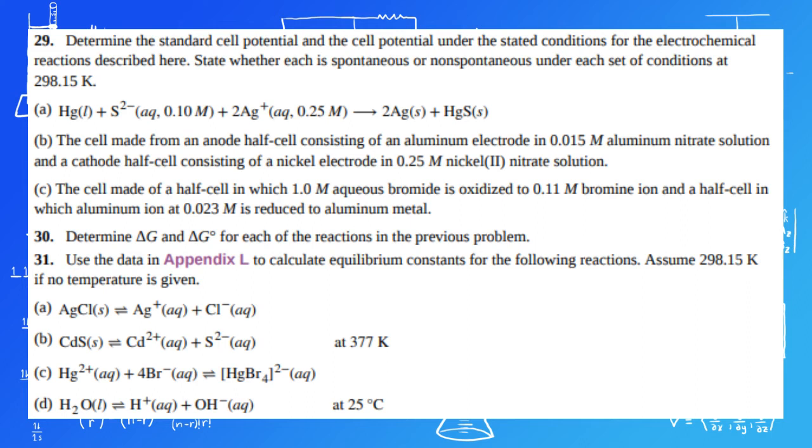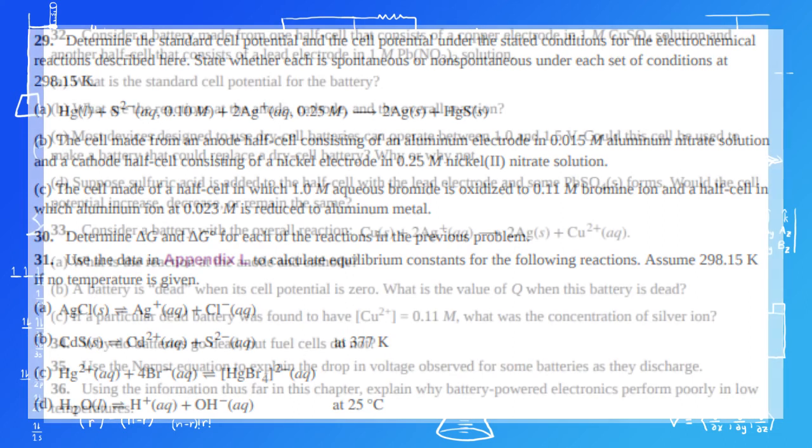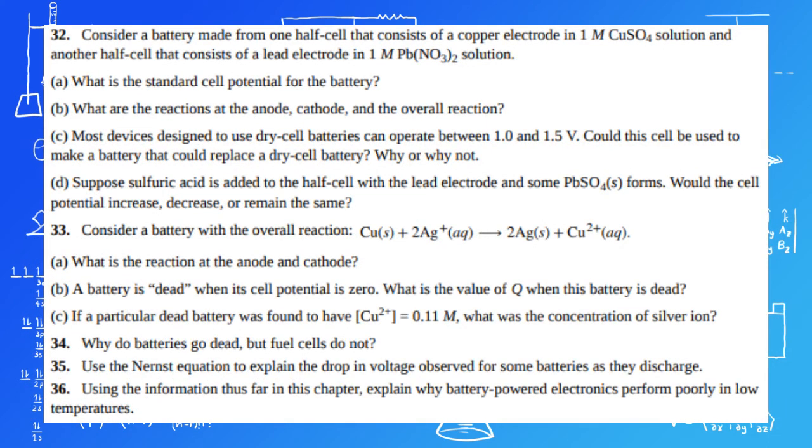Let me see what else we've got. (32) Consider a battery made from one half cell that consists of a copper electrode in 1 molar copper 2 sulfate solution and another half cell that consists of a lead electrode in 1 molar lead 2 nitrate solution. What is the standard cell potential? We know how to calculate that by now. What are the reactions at the anode, cathode, and the overall reaction? Easily done. We've seen that before.